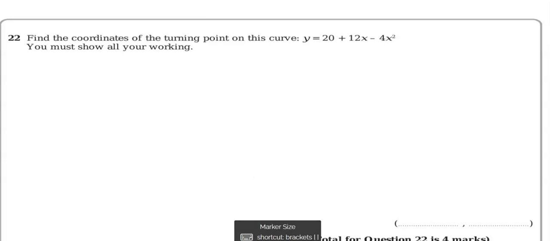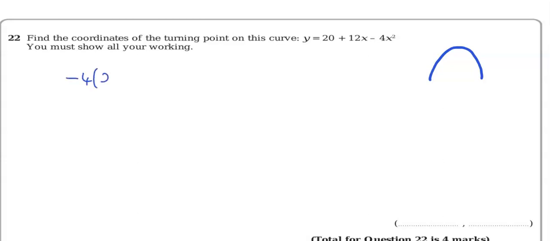And in our last one, we have to find the turning point on this curve. Now, if you look, it's a grimacing parabola. And we'll want the maximum point, which we can do by completing the square. So we have minus 4 times x squared minus 3x minus 5. Because originally we had 20 plus 12x minus 4x squared. You don't want anything more than 1x squared there. That is the same as 4, lots of 5 plus 3x minus x squared.